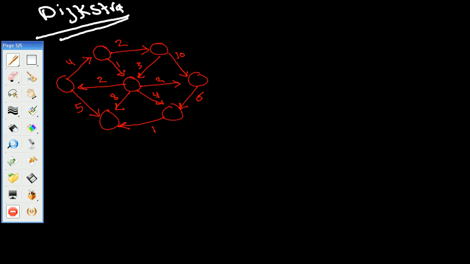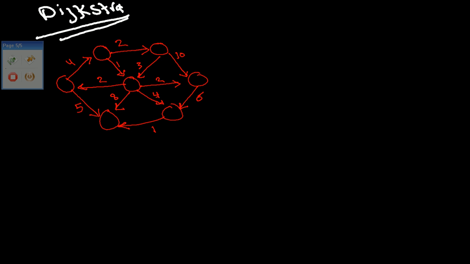Today we want to start talking about Dijkstra. Dijkstra is a method, a graph algorithm, used for calculating the shortest path for a weighted directed graph.